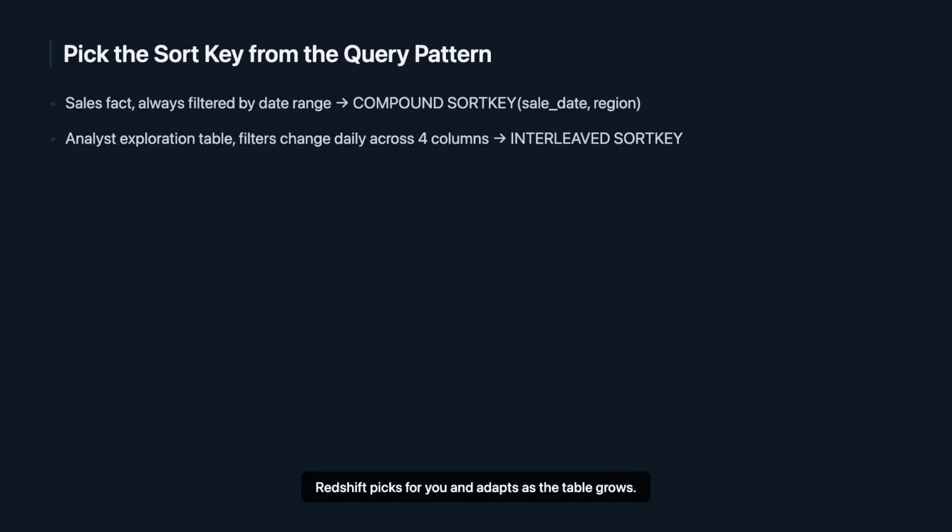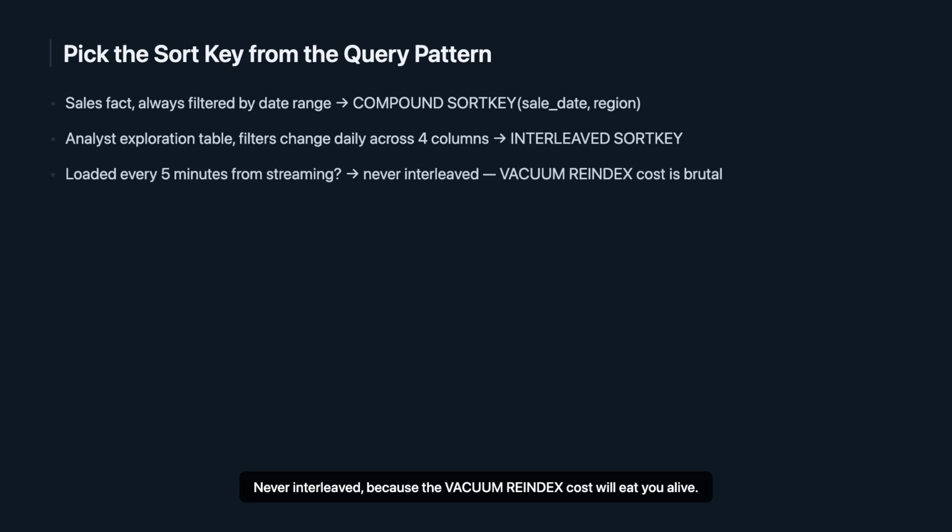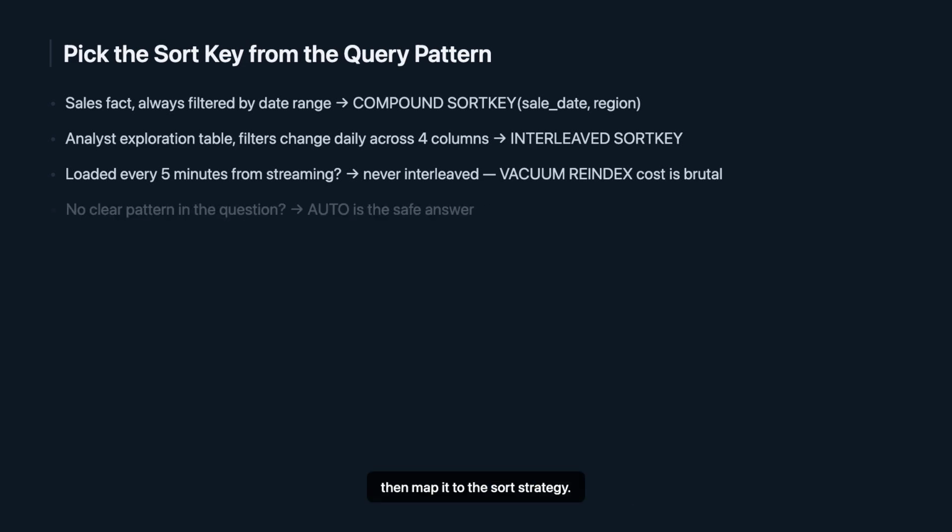Redshift picks for you and adapts as the table grows. But watch out for one trap. A table loaded every 5 minutes from a streaming pipeline, never interleaved, because the VACUUM REINDEX cost will eat you alive. The pattern is simple. Read the filter clause first, then map it to the sort strategy.